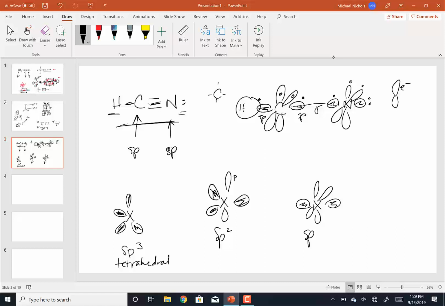And so now I can overlap my p orbitals that are parallel to each other. So that's going to be this one, these two, top and bottom, because they're perpendicular. Well, they're in the plane of the screen. And then these ones right here are coming in and out of the board. And that would be my second pi bond.